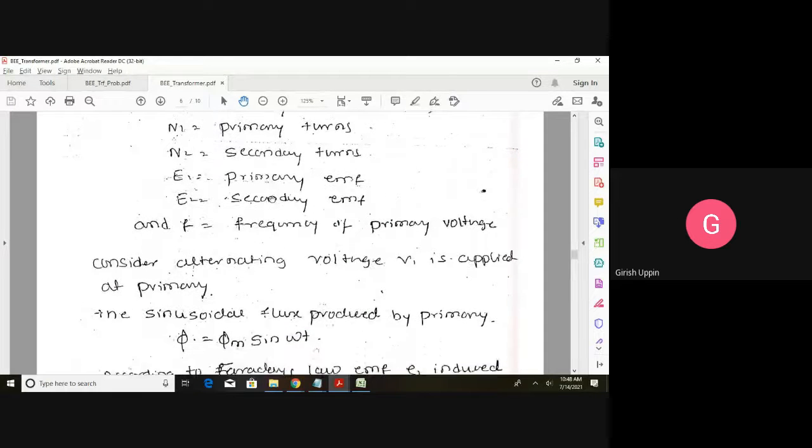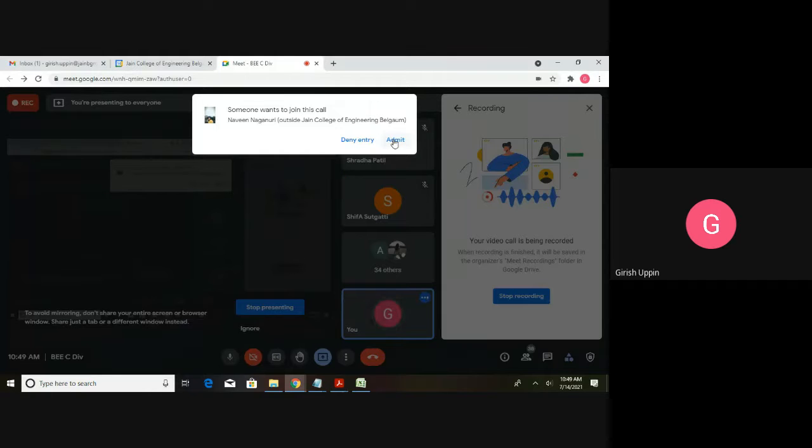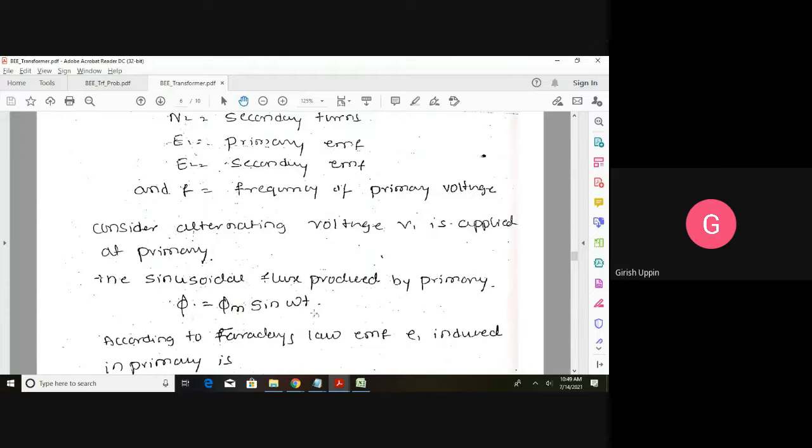And what kind of voltage have we applied? We have applied an alternating voltage. It will result in an alternating primary current, and that alternating primary current will result in an alternating magnetic flux. The magnetic flux is given by the instantaneous equation: phi is equal to phi m sin omega t. It means when the current is zero, the magnetic flux is zero. When the current is maximum, the magnetic flux is also maximum. When the current is maximum in the negative direction, the flux is maximum in the opposite direction. So the magnetic flux also follows a sinusoidal path, and that is represented by phi is equal to phi m sin omega t.